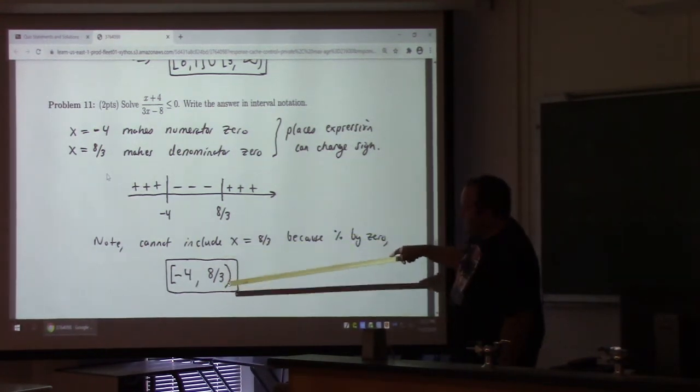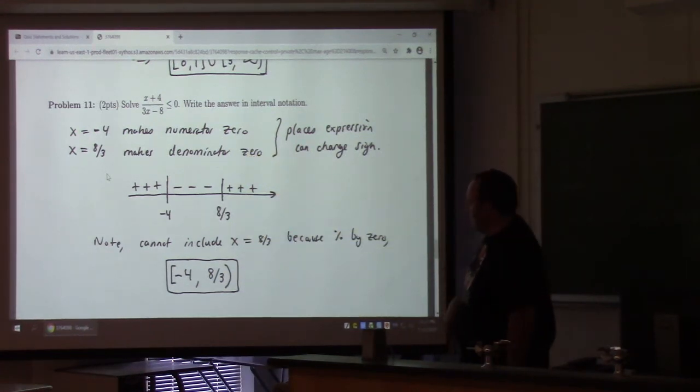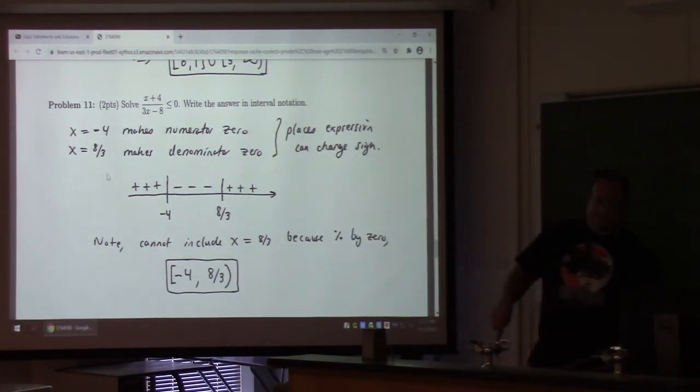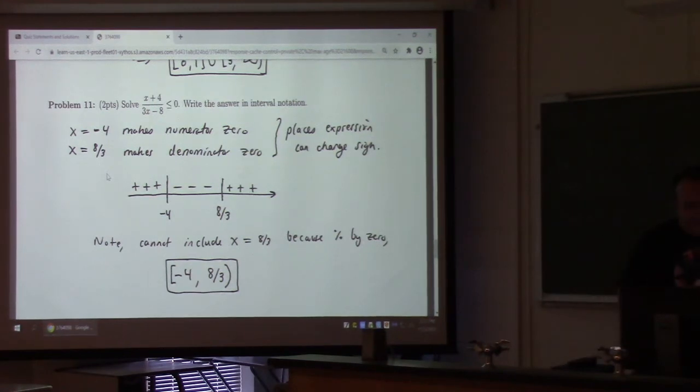I have to exclude the 8/3 because, again, I would have division by 0 if I did that. So that's how I do this problem.